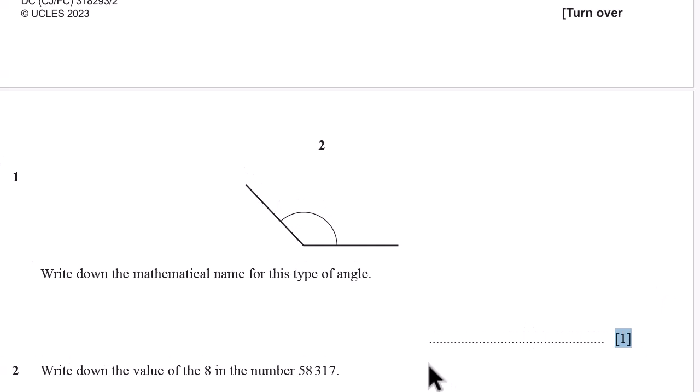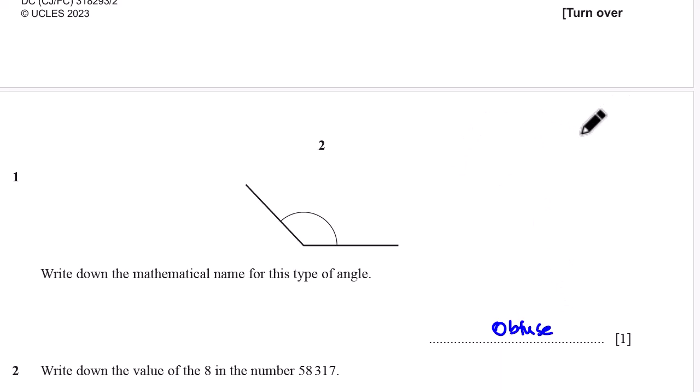So to begin, the very first question says, write down the numerical name for this type of angle. The name for this angle is obtuse. I'm going to briefly explain other types, but this one is obtuse. It is 1 mark. You are not expected to waste time here.